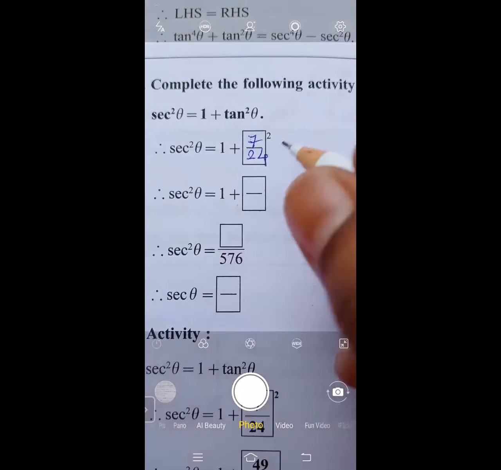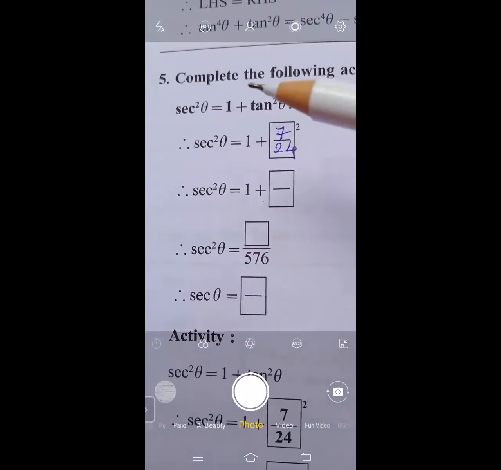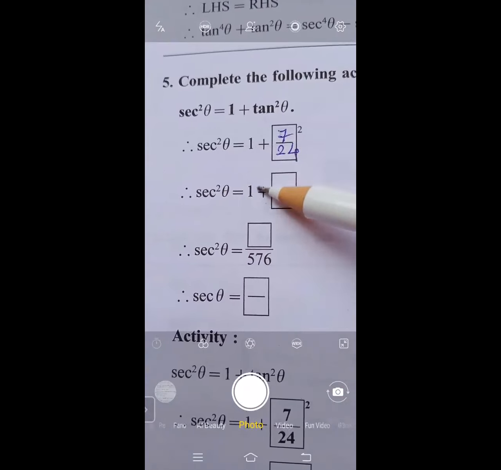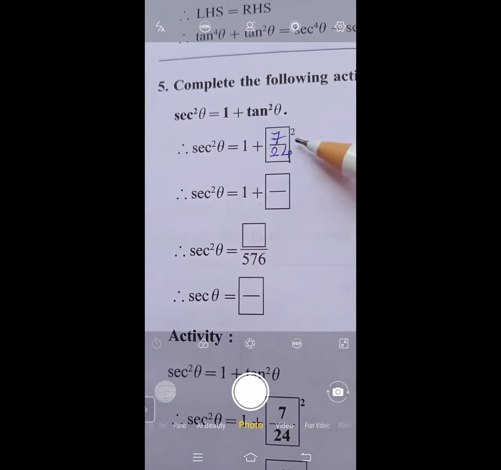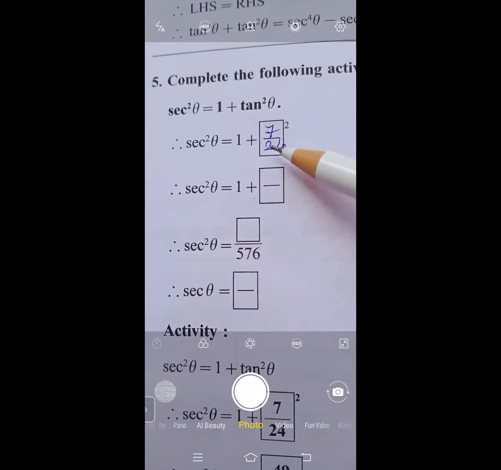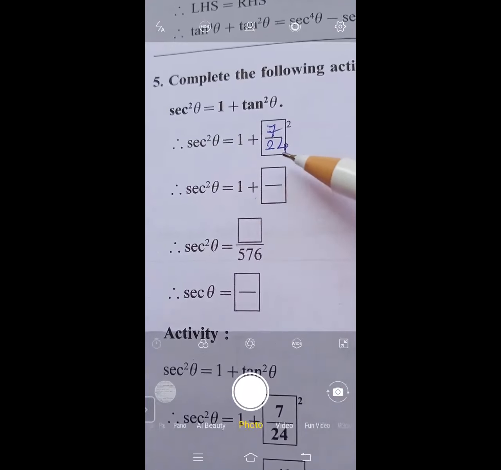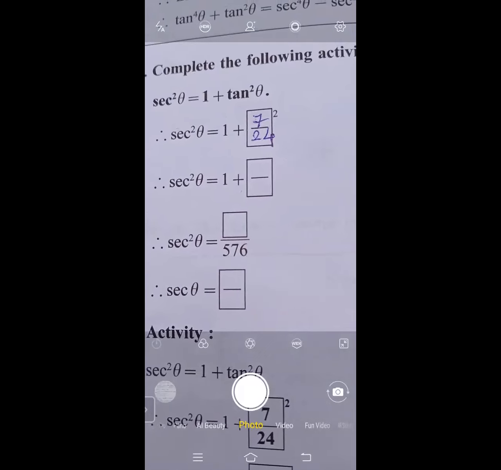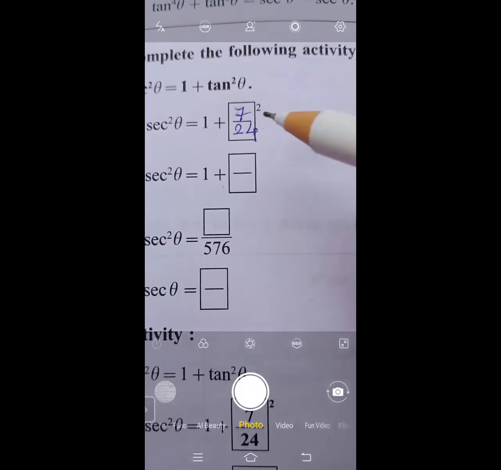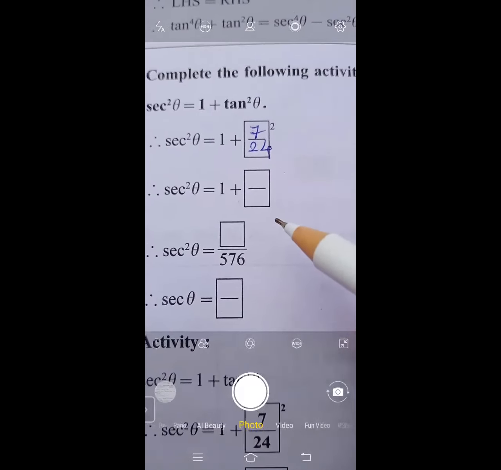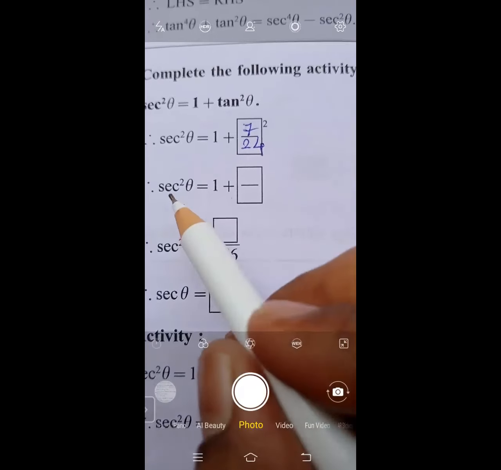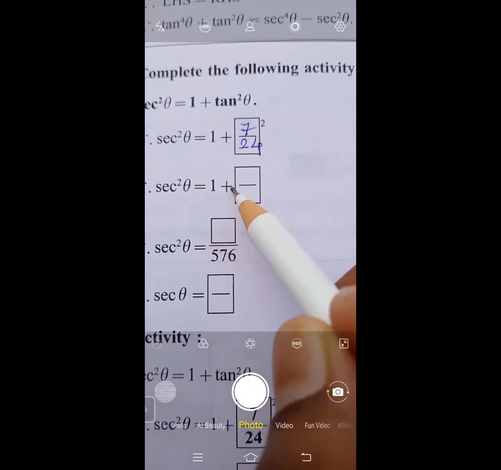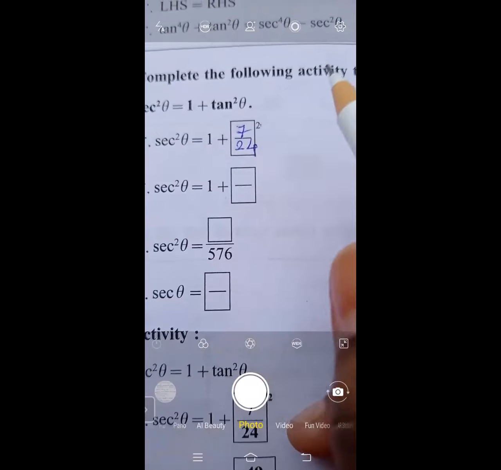In your answer sheet, you are going to write all these steps, and whatever answers you are filling, just make boxes for them. It will do if you make boxes with your pen also, blue color. But mention those boxes, fill the answers. Now what is sec square theta equal to? 1 plus. Now this square is not there in these boxes.